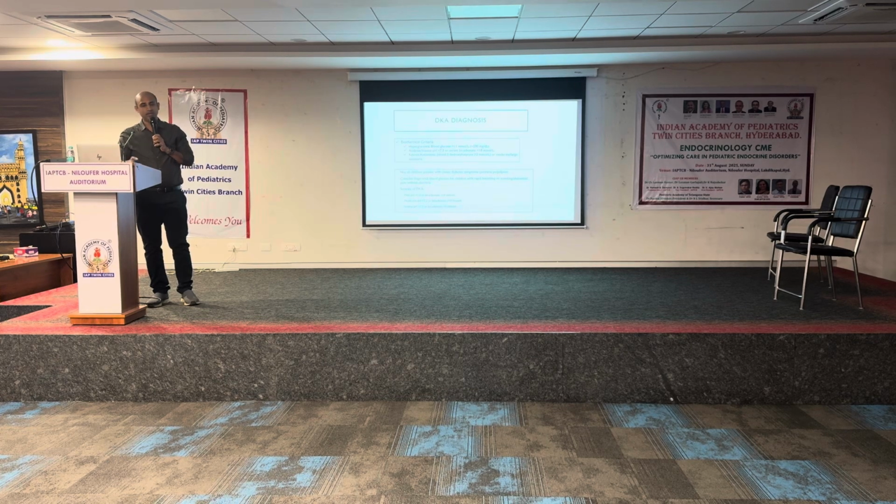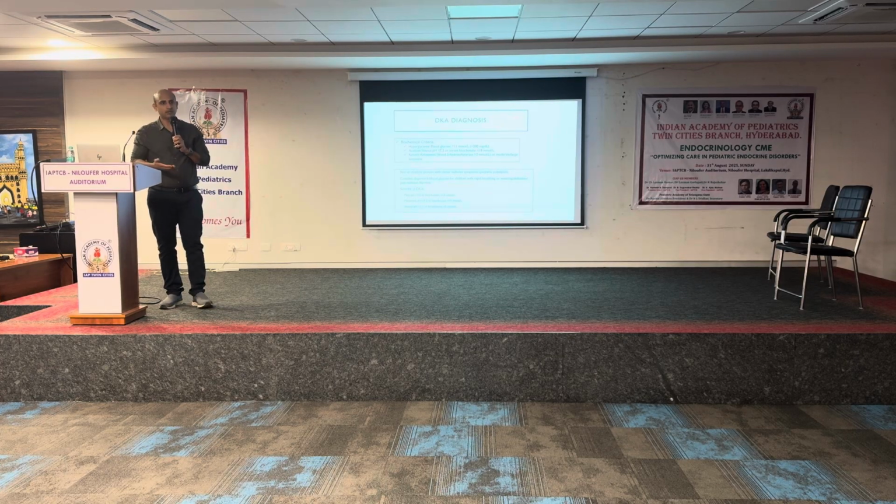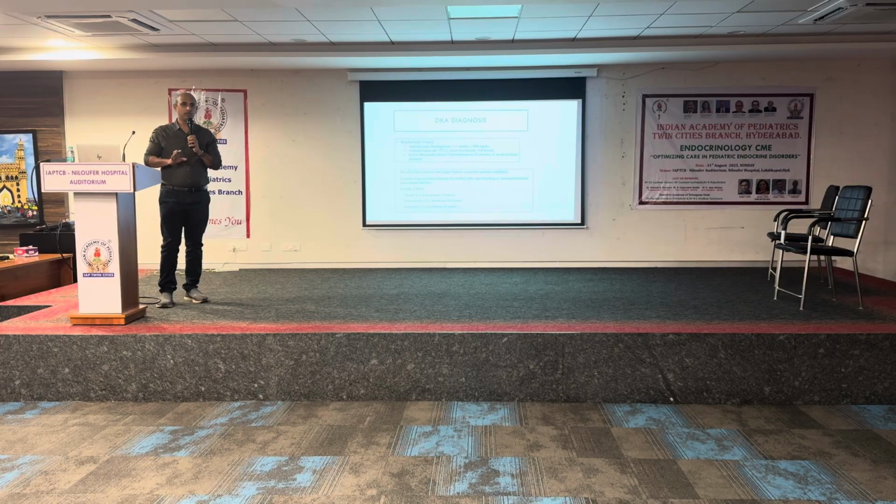So anything with pH less than 7.3 with urine ketosis 3 plus or 4 plus is important. Because 1 plus, 2 plus can be seen in starvation and other conditions, but 3 plus, 4 plus is more diagnostic of the DKA. If blood ketone levels are available, more than 3 millimoles is diagnostic of the DKA.